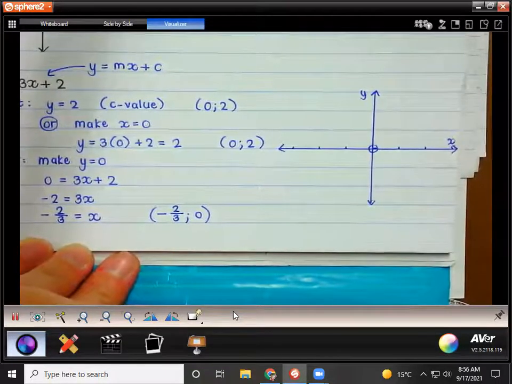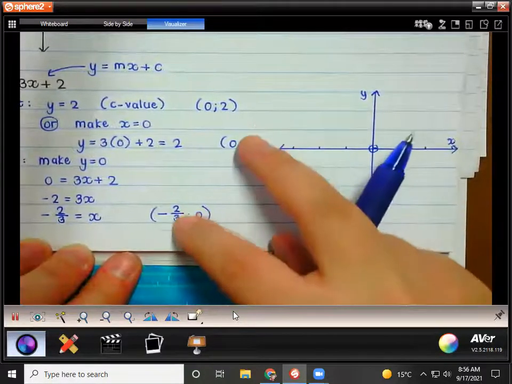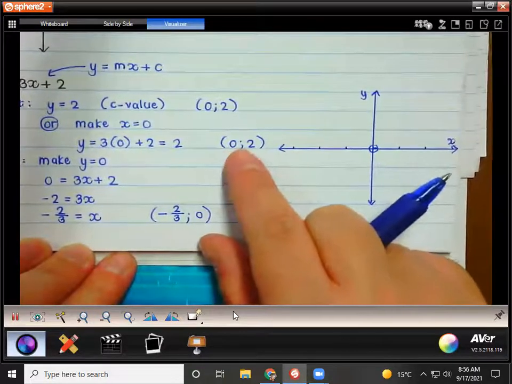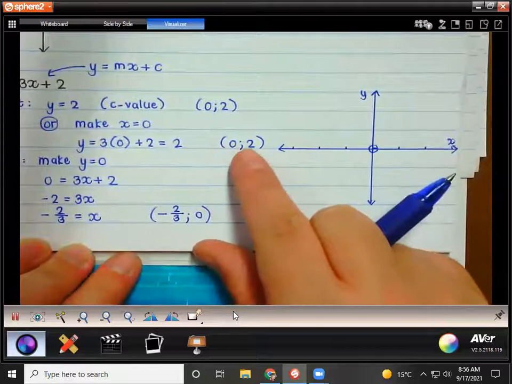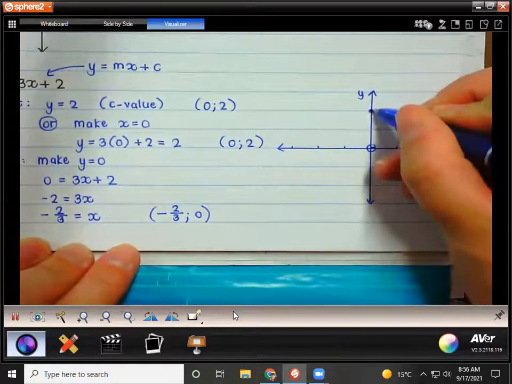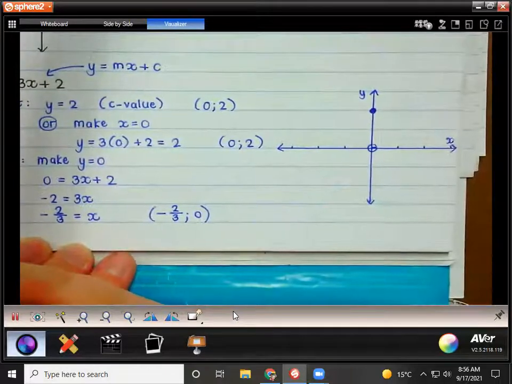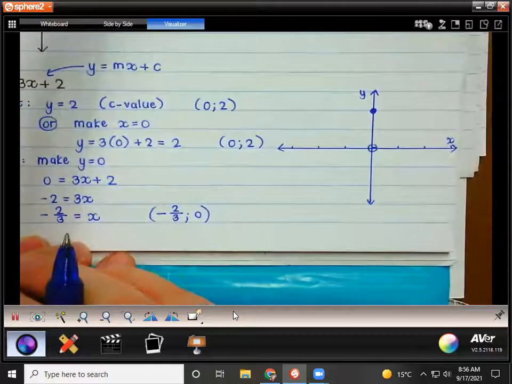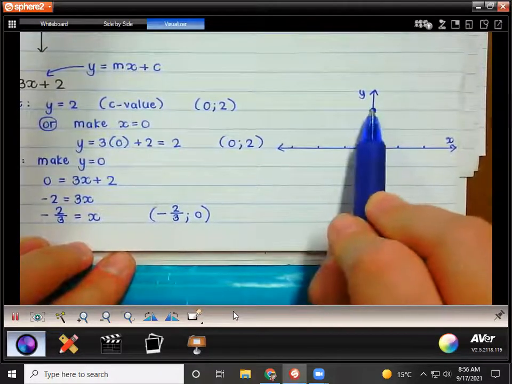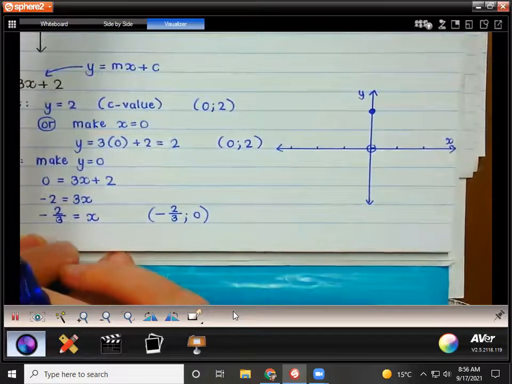Okay, now, like I said, we only have to plot these 2 points. All right, so on the y-axis, our point is 0, 2. The y-intercept is at 2. All right, 0 on the x-axis, so it's in line with 0, and 2 on the y-axis. That is the y-intercept.